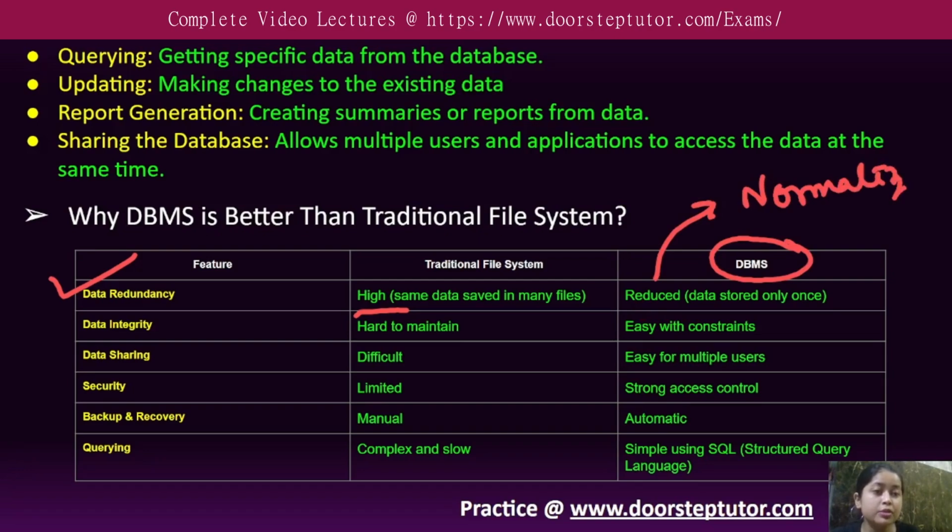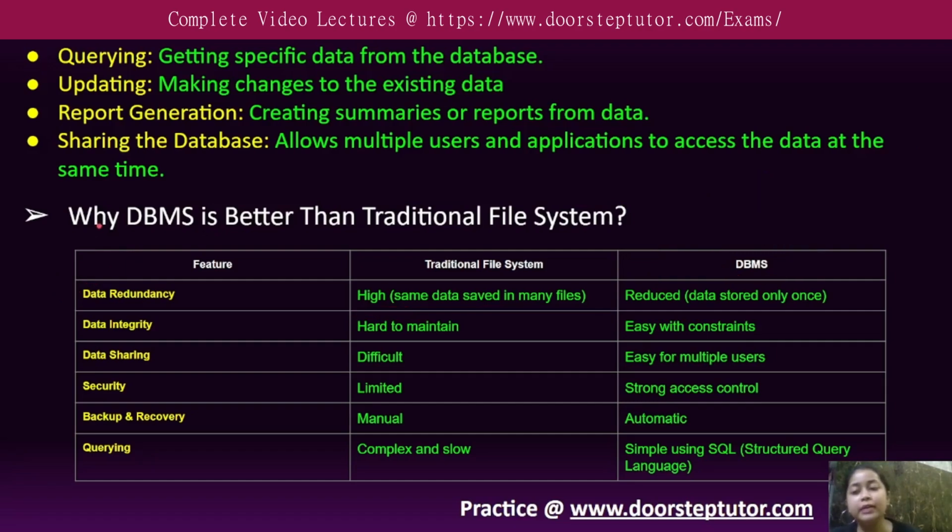Okay, this normalization is very important. This we will study later. So data redundancy is reduced in the case of DBMS, which was very high in the case of the traditional file system. Next, data integrity. Integrity means consistency.